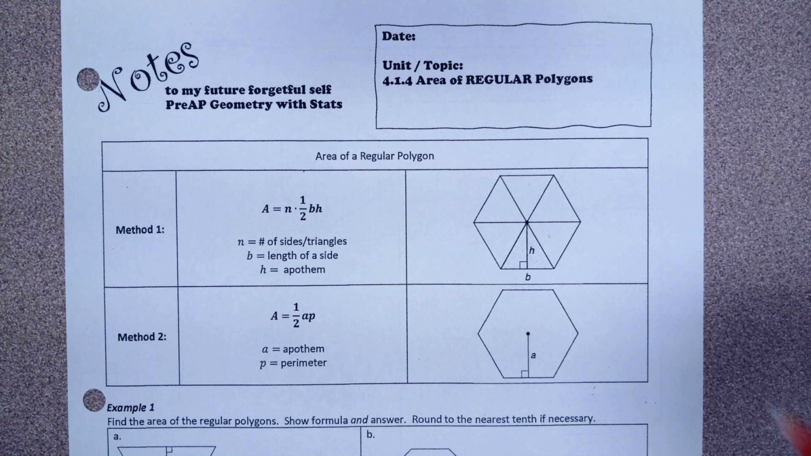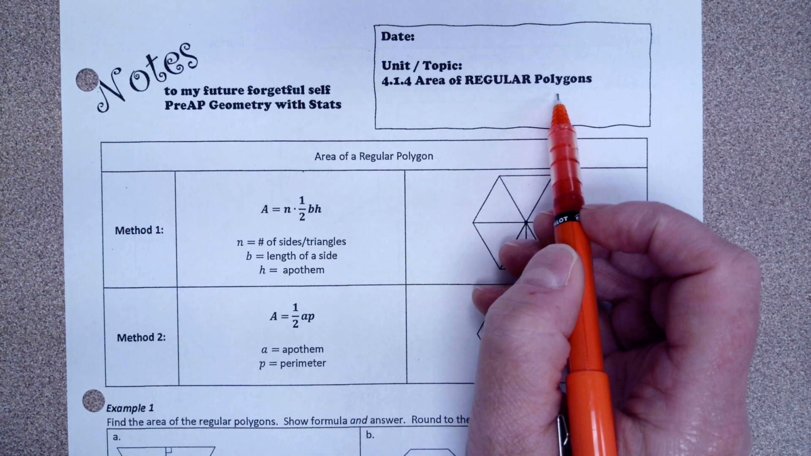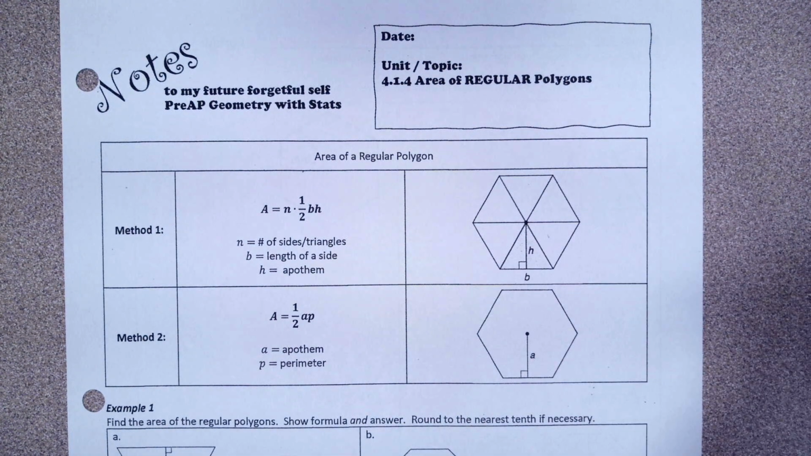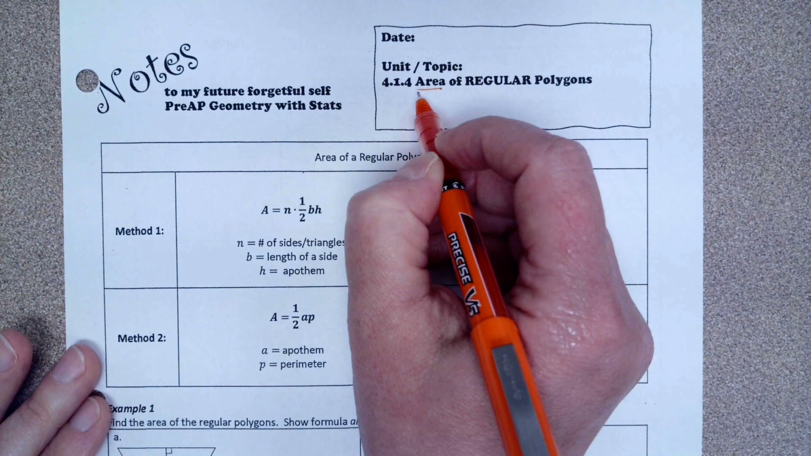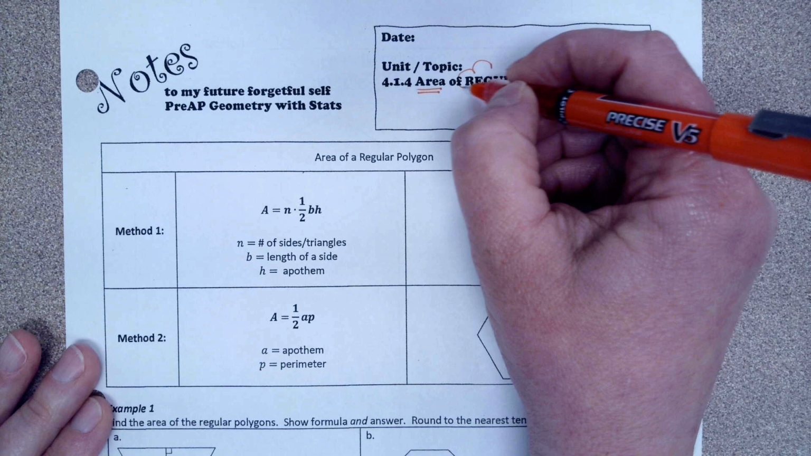So from last week, we're in a unit about regular polygons. We talked about that last week, and we also introduced the idea of the apothem versus the side length versus the radius idea. We're going to use that today to talk about area. Again, they have to be regular polygons.